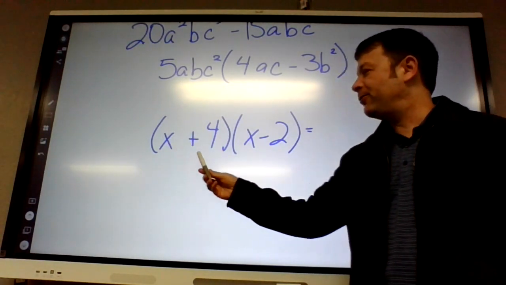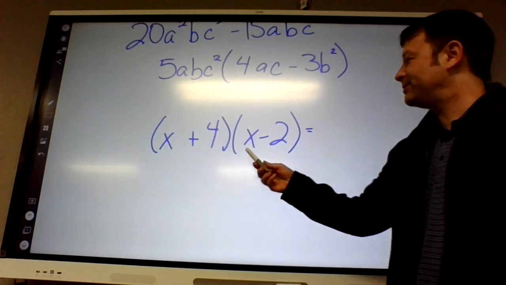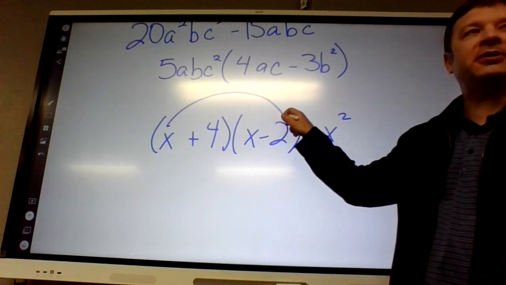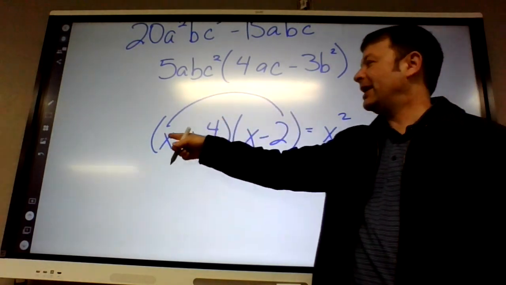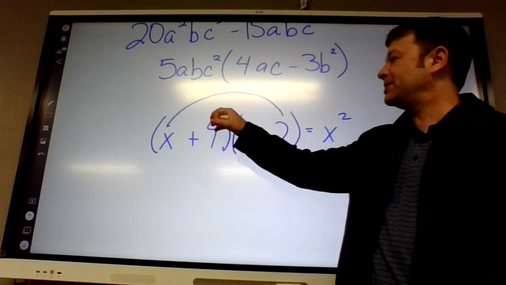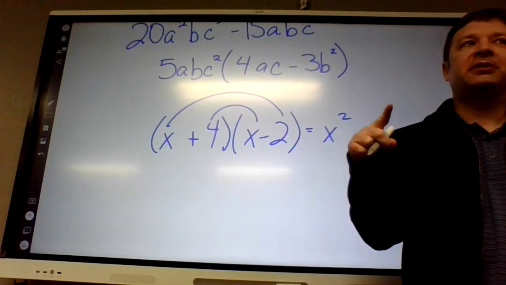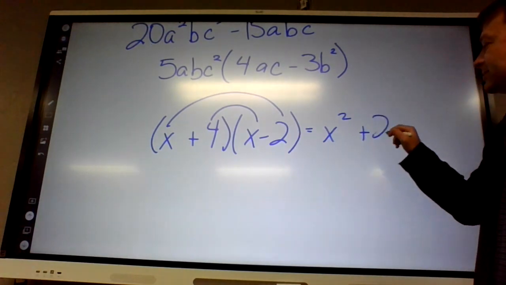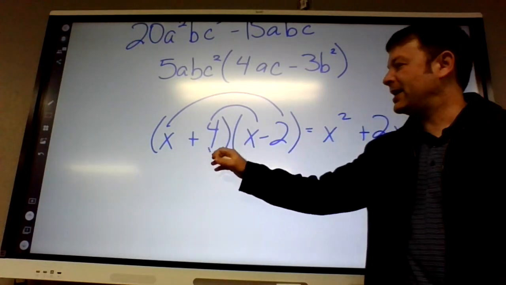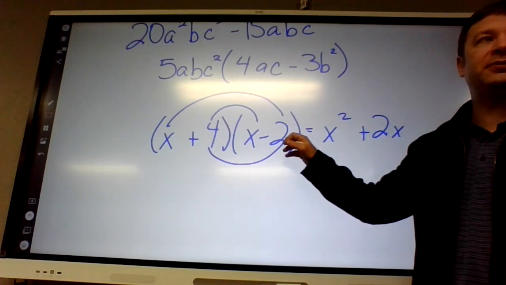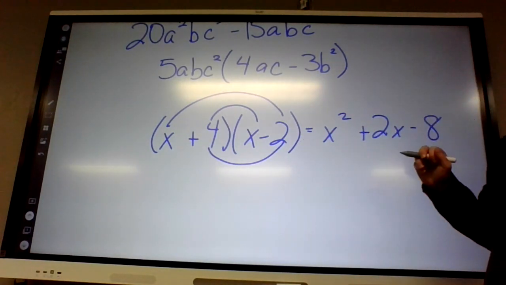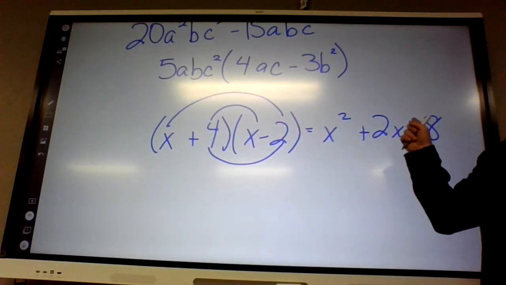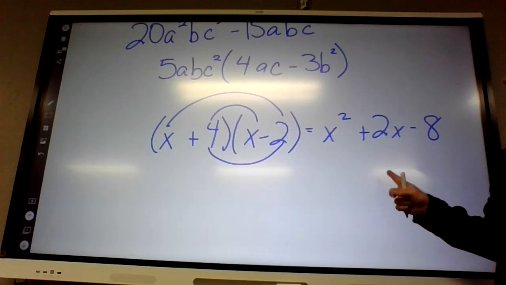So, if we do the first, x times x. Outside, did you guys learn to do these in your head yet? Outside is minus 2x, inside is plus 4x. What's that add up to? 2x. And then the last, 4 times negative 2. Negative 8. So I kind of did the outside and inside in my head, and I put it right there.